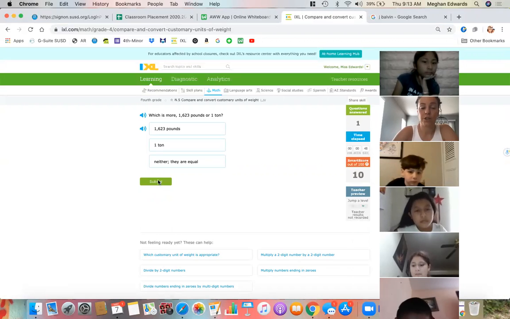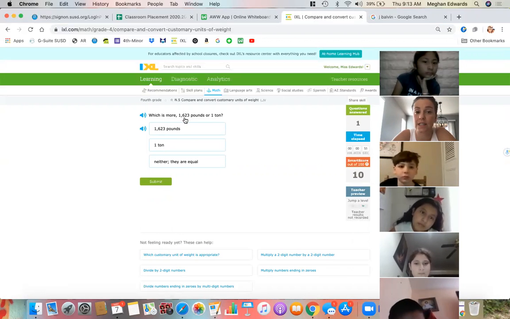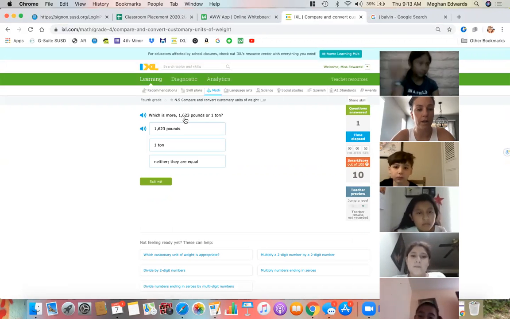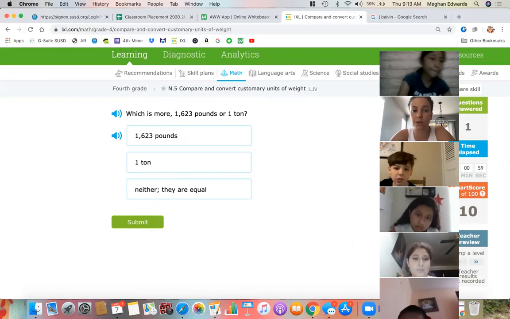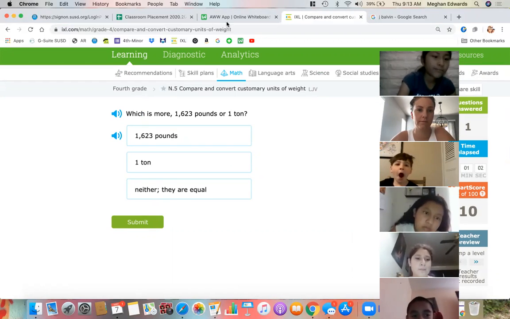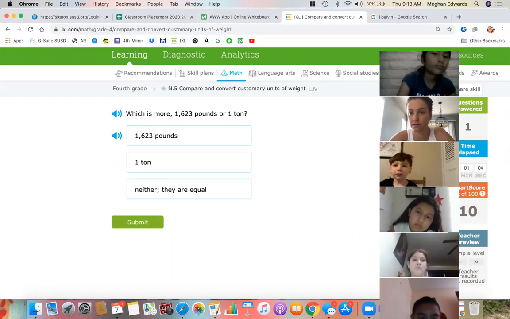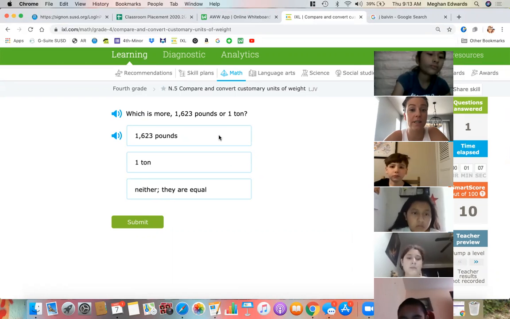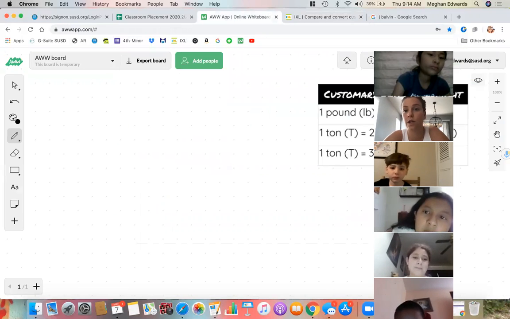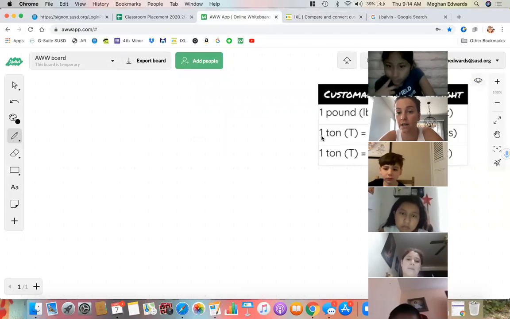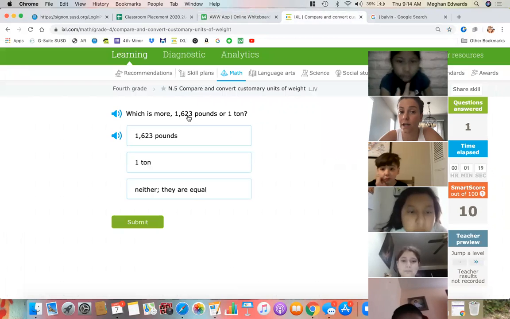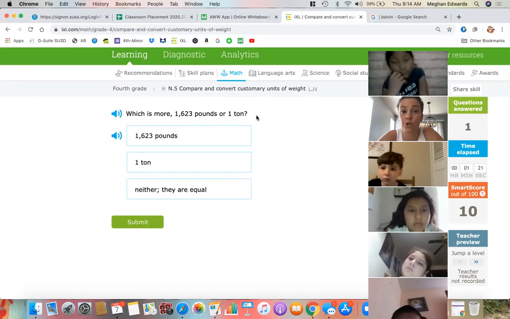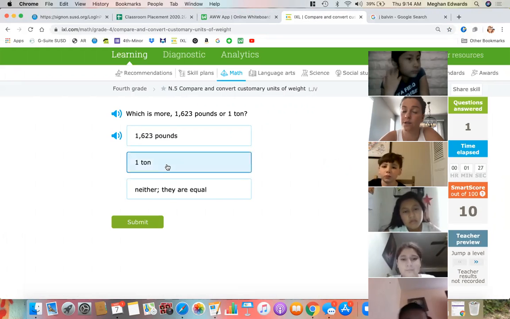All right, this next one, it says, which is more? So which is greater, 1,623 pounds or 1 ton? I'm also gonna just zoom in a little bit here for us too. Jesus, what do you think? One ton. So let's see if he's correct. Looking at that conversion chart, we can see that 1 ton is equal to 2,000 pounds. And looking at this number right here, it is less than 2,000. So we know that 1 ton is greater than this. And so Jesus is correct. Nice job.